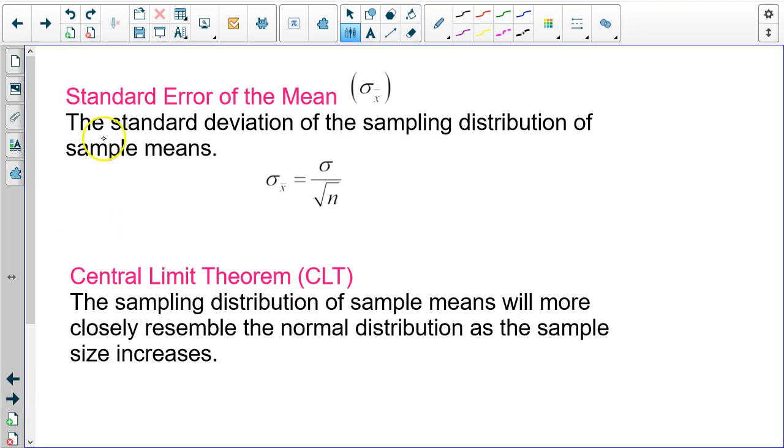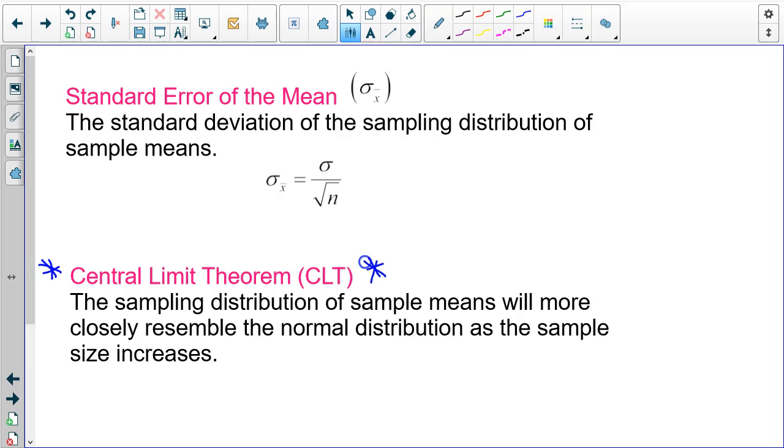All right, so standard error of the mean is what sigma sub x bar is. That's called standard error of the mean: the standard deviation of the sampling distribution of sample means. And then we have what's called the central limit theorem. We love the central limit theorem.